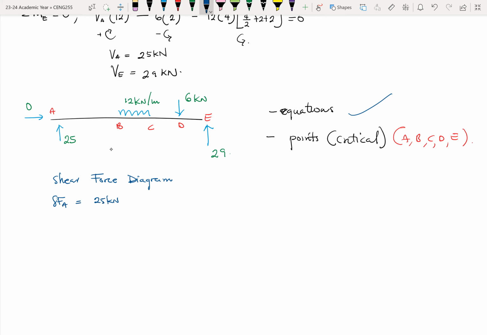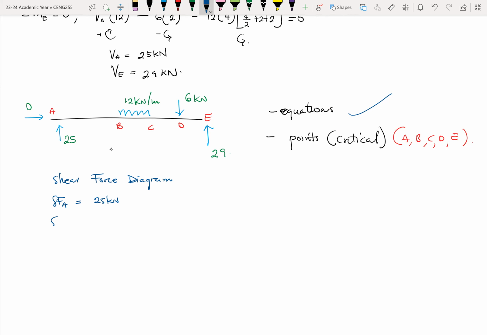Okay. Anytime you are drawing a shear force diagram, when you come across a shearing load or a point load, you have to indicate the shear or the shearing behavior at that point. You'll see what happens with the diagram very soon.